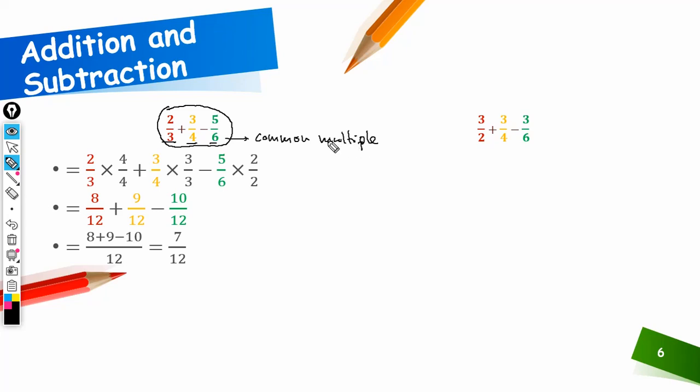Kelipatan persekutuannya, kelipatan persekutuan in bahasa. So common multiple. So 3, 4 and 6, what is the common multiple of these three numbers?